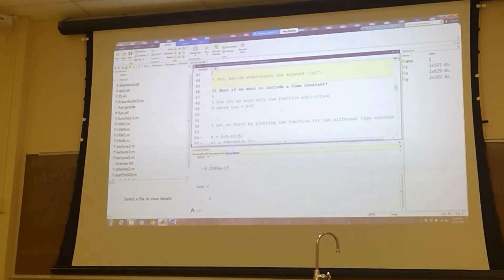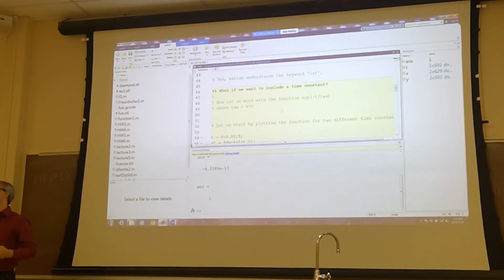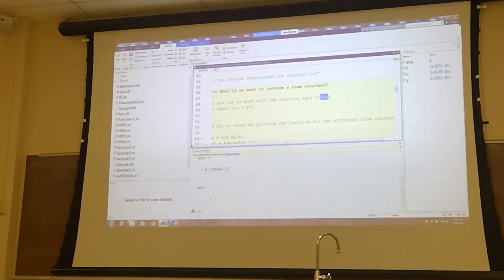Now let's complicate things a little bit more, right? So I have this capacitor, I charge up its voltage, and I put a resistor on it. But how fast does it decay in voltage? It has a time constant. Tau is equal to resistance times capacitance, the RC time constant. Well, then it decays not as negative t, it decays as negative t over tau. And that's the equation for the decay.